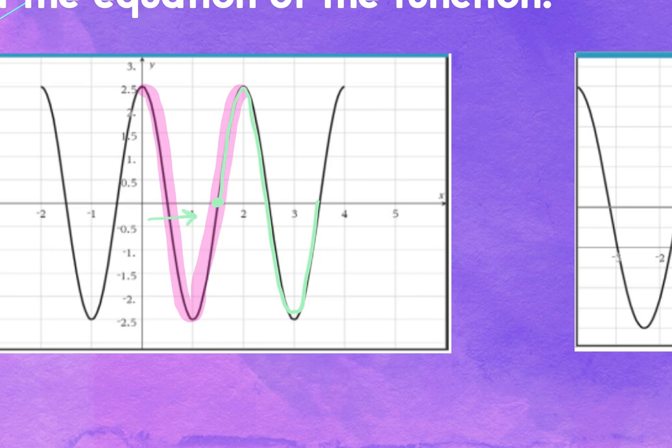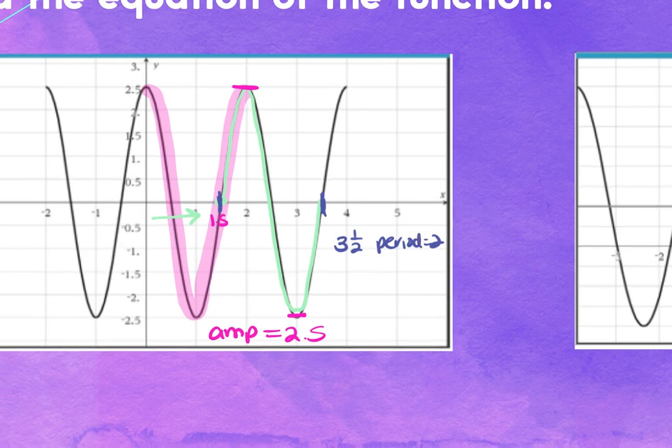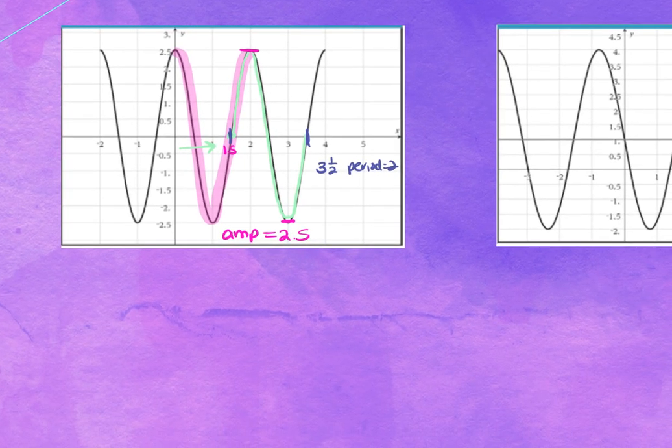Everything started at 1.5 here. Then you want to see that you have an amplitude of 2.5. And our period goes from 1.5 to 3.5. So the period is 2. So when I plug it into the equation, I get f of x equals amplitude 2.5 sine.